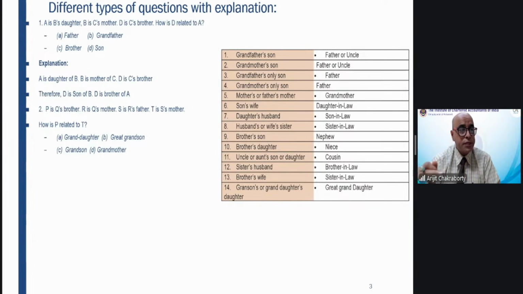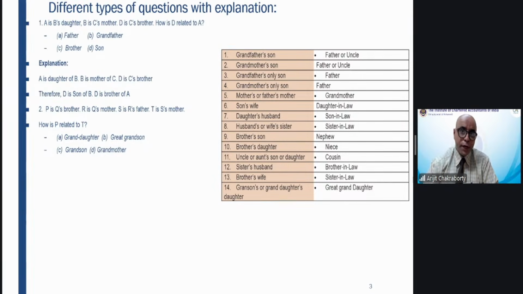Then we have S is R's father. That means R is the daughter. Since R is female, R is the daughter of S. And S is the father, so S is male. And then we have T is the mother of S. So at the top, we have T, and T is female. T is the mother of S.